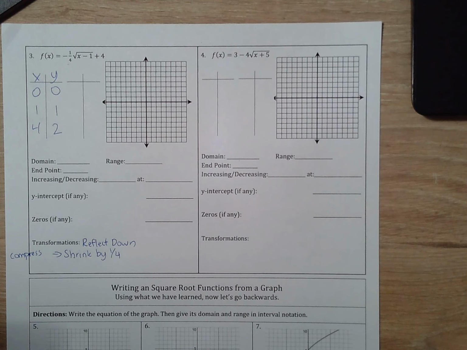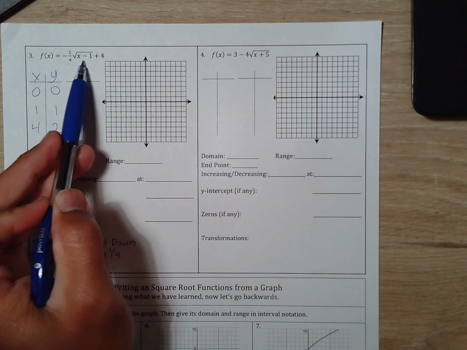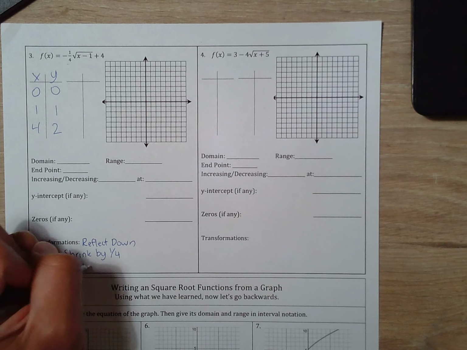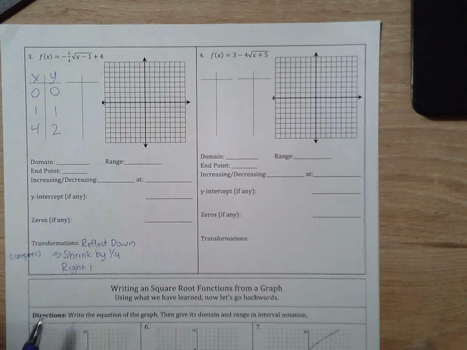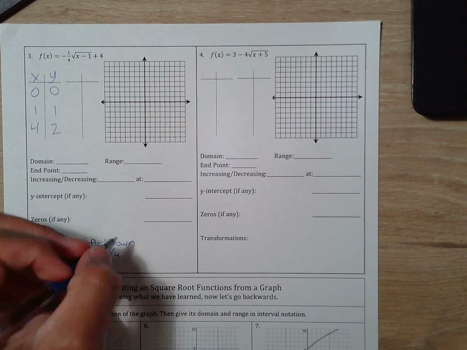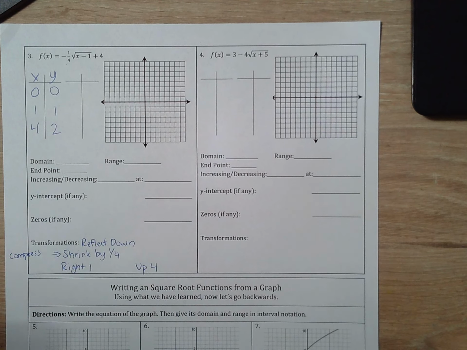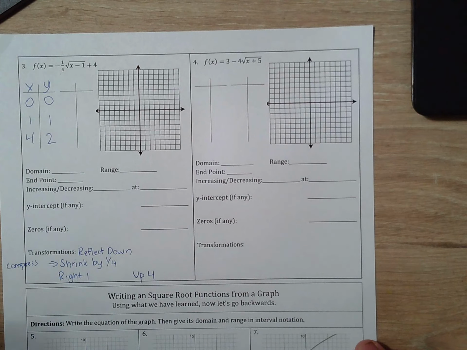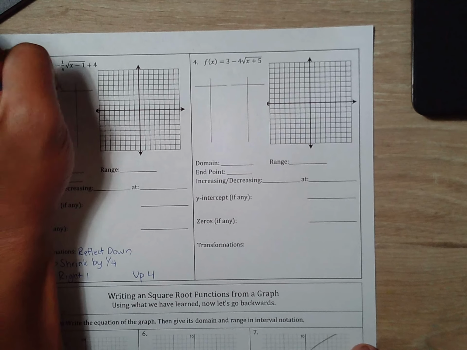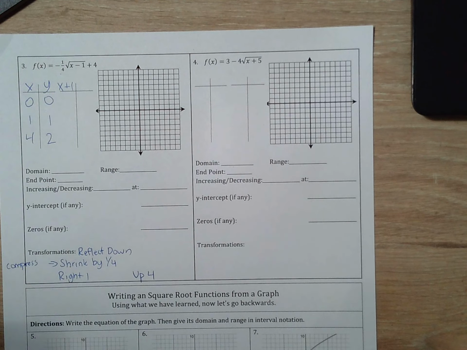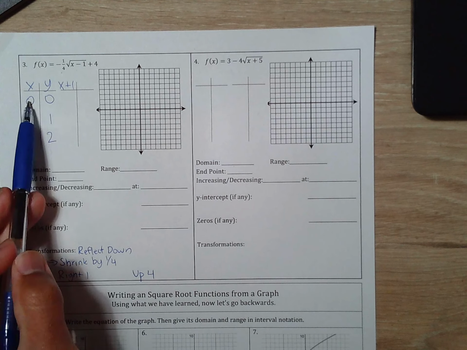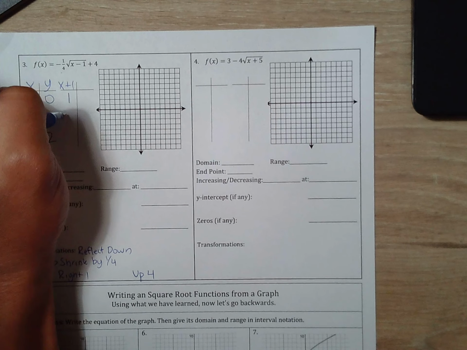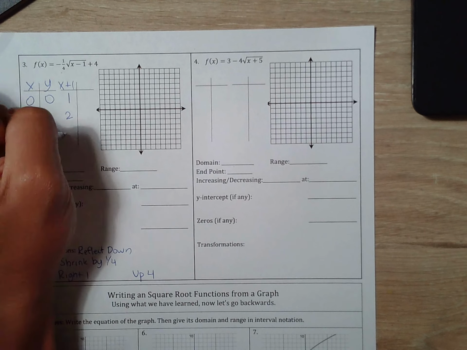And then let's see, what else do we have? We have this h value. Remember, this is going to be the opposite, so that tells us we go to the right one. And then lastly, this +4 tells us, since it's positive, we go up 4. So remember this h value, it tells us we go right 1, so we're going to go x plus 1. And then we're going to add 1 to each of these x values. 0 plus 1, that'll give us 1. 1 plus 1, that gives me 2. 4 plus 1, that gives me 5.